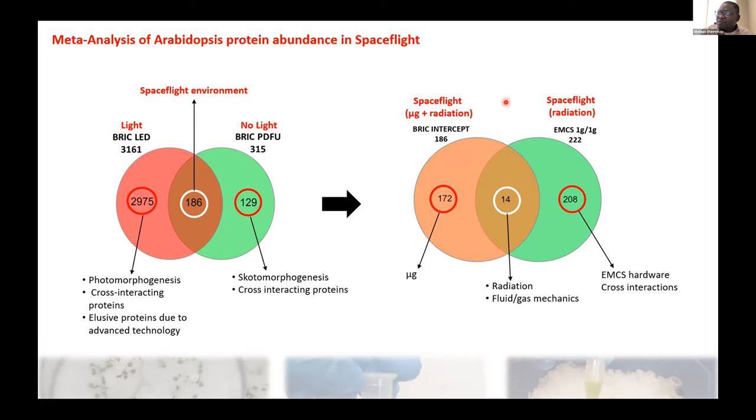So at the intercept of both of them, we definitely have proteins that are abundant due to radiation, ionizing radiation in spaceflight, and due to fluid gas mechanism alteration, which is not really important when dealing with plants. And here we have proteins that are expressed majorly due to microgravity, and here proteins that are expressed majorly due to the European Modular Cultivation System hardware and cross interaction between the hardware and spaceflight.